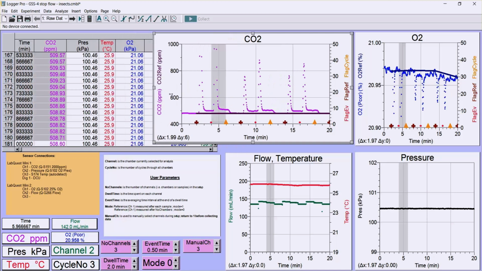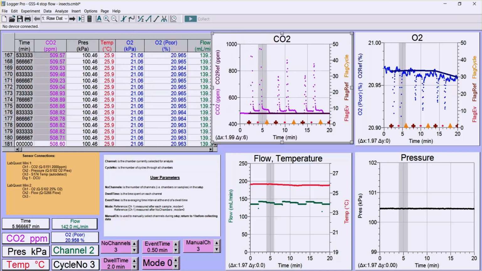So that's our page 1. And as I mentioned, there are some user parameters that do need to be set up before you collect your data. And I'll go through those now.